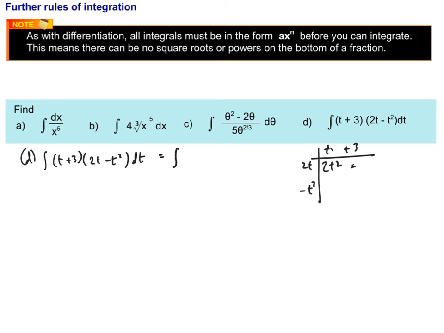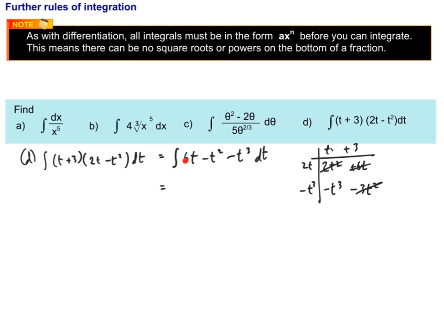So 2t squared plus 6t minus t cubed minus 3t squared. And that is going to tidy up to 6t, 2t squared minus 3t squared, so minus t squared, and minus t cubed at the end. And all of that gets integrated with respect to t. That's the difficult bit done. I've expanded and tidied up my brackets.